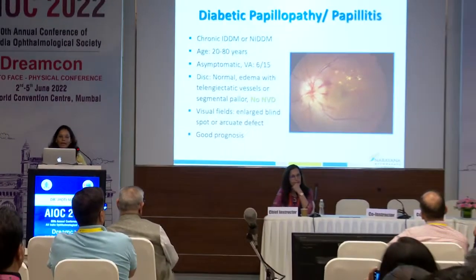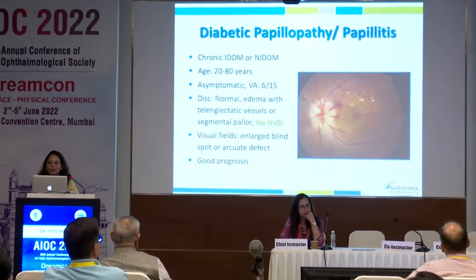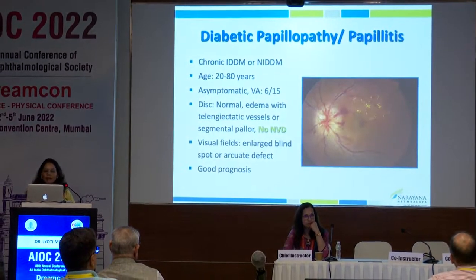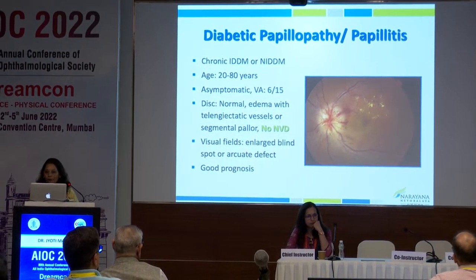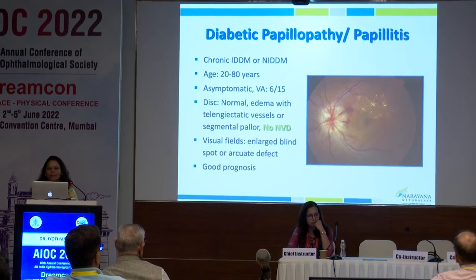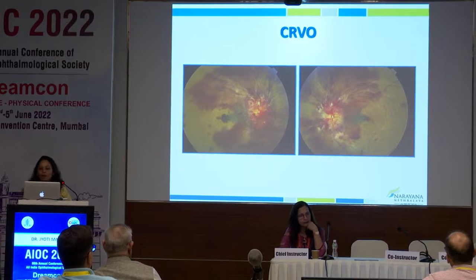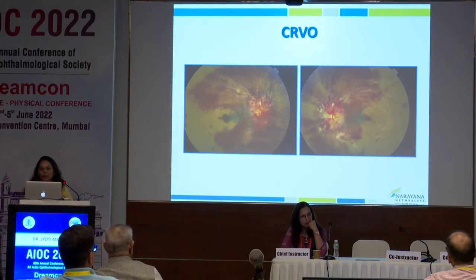So when you have something like this, let's look at chronic papillopathy. It's seen in patients with IDDM or NIDDM. Classically, vision is about 6/15, but no NVDs. There is edema. The best part is vision comes back to normal, and hence, over time, you come to know that this is a diabetic papillopathy. Classical CRVO you will see, but you will have other features of retinal involvement as seen here. You need to evaluate and treat the cause of thrombosis and the long-term risk of neovascular glaucoma, which is important.